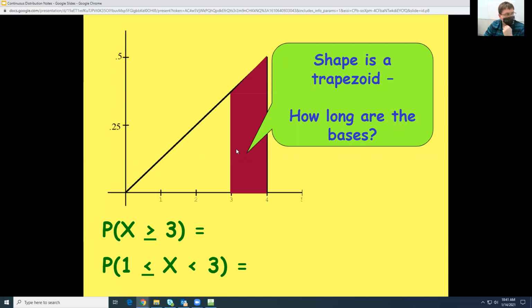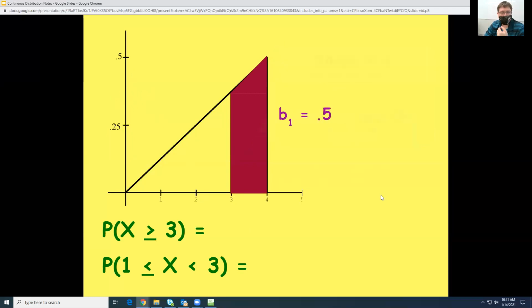Now, how do I figure out this one right here? Because it doesn't land anywhere specific. Well, if 2 goes to 0.25 and 4 goes to 0.5, then 3 is going to go halfway there. So all you have to do is figure out what is between 0.5 and 0.25. If you add these up and divide by 2, you get the average. So base number 1 is 0.5 because that's where it reaches to. Base number 2 is 0.375 because 3 is halfway between 2 and 4. That's how these things work.